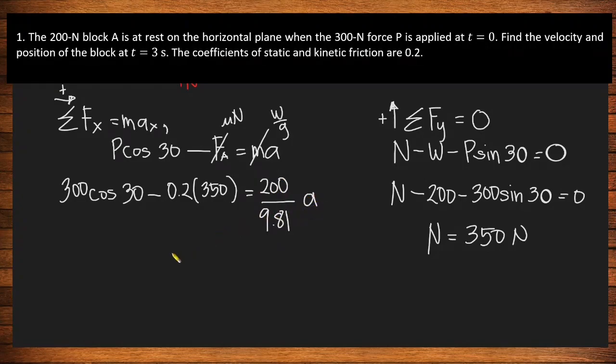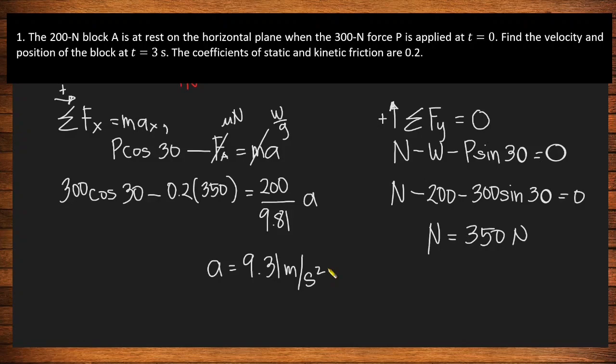So solving for A, we will obtain the value of our acceleration equal to 9.31 meter per second squared. So ngayon, meron na tayong value ng acceleration. Pero recall na yung hinahanap sa problem is yung velocity and position ng block natin, hindi yung acceleration. Okay, so we need to find a relationship between acceleration and then yung velocity and position. Hopefully, hindi nyo pa nakalimutan.